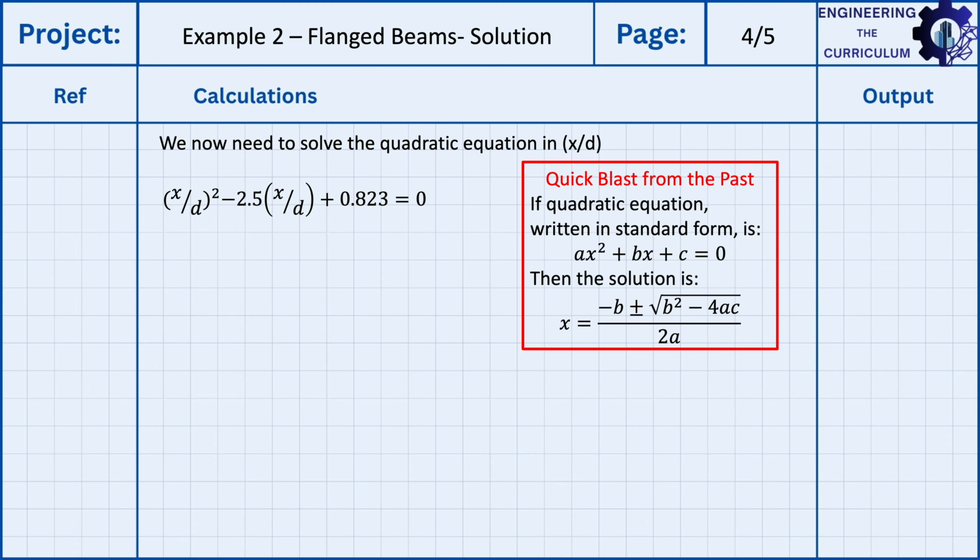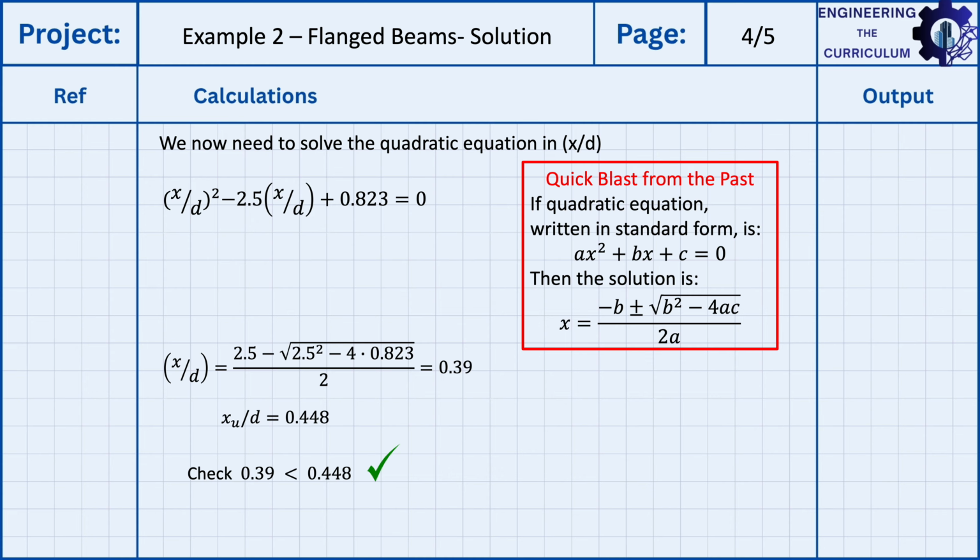A blast from the past, I'm sure you all remember this, but solving a quadratic equation and finding the roots is given by x equals minus b plus minus the square root of b squared minus 4ac, over 2a. And if we implement it in our equation, we find that x over d is 2.5 minus the square root of 2.5 squared minus 4 times 1 times 0.823, divided by 2. And that gives us 0.39. The other root, if you solve it, is just irrelevant for this solution.